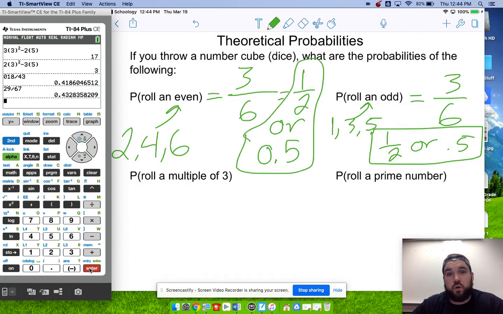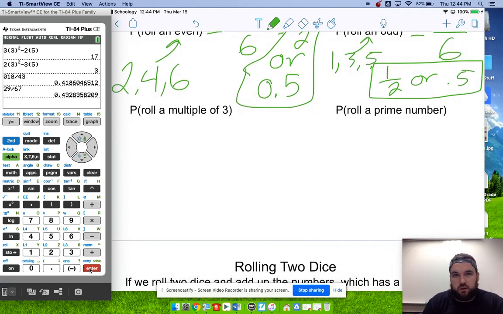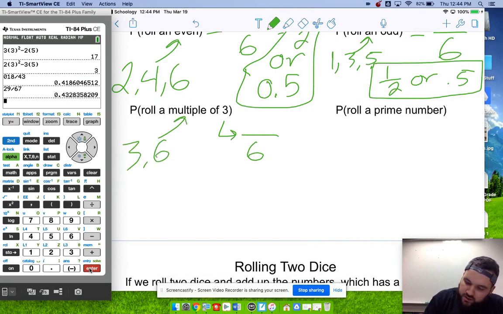What's the probability you roll a multiple of 3? Okay, multiple of 3 meaning, right, if I'm counting by 3, 3, 6, 9, 12, so on. Again, out of 6, the multiples of 3 on a die are 3 and 6. So our event space is only 2. There's only 2 numbers on that number cube that will fit that description. So 2 out of 6 is 1/3, or as a decimal is 0.33333333.